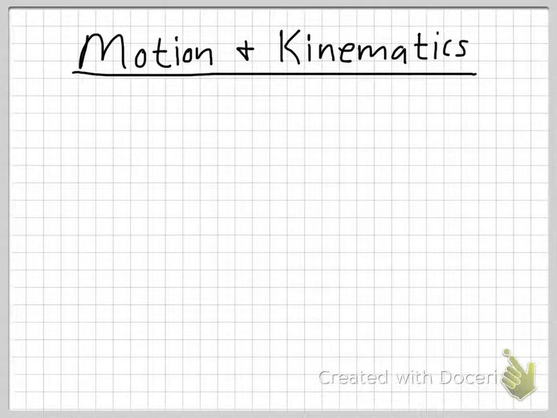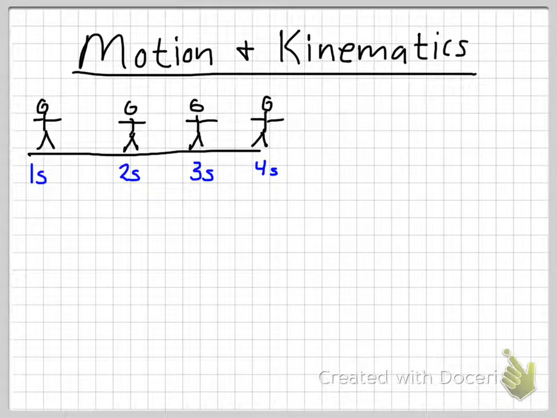This is your review for motion and kinematics. Remember that at the beginning of the year we started out studying motion by having somebody walk at a constant velocity down the hallway, and we graphed their motion as a function of position over time. So a picture of that may look something like this, where we see somebody walking and we see where they're at at 1 second, 2 seconds, 3 seconds, 4 seconds. We took that information and then we graphed it.